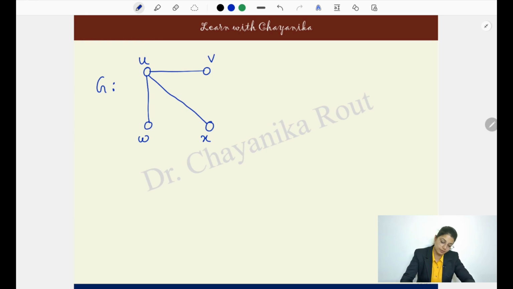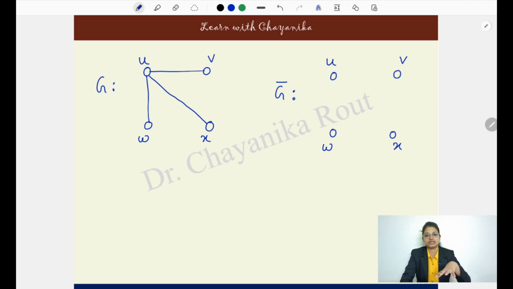How to draw the complement? The complement graph will also contain the same vertices. So my first suggestion would be, while drawing the complement of a graph, keep the vertices of the graph itself as they are in the same location. So we have U, V, W, X. See, I have placed the vertices in the same position as they were in the graph itself. Next, I have to deal with the edges only. The edges that we see in the graph G will definitely not be present in G complement. The edges which are not present in G are to be present in G complement.